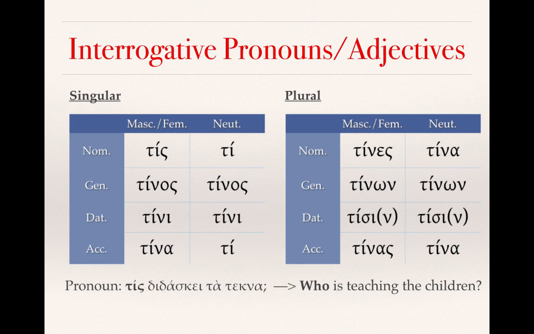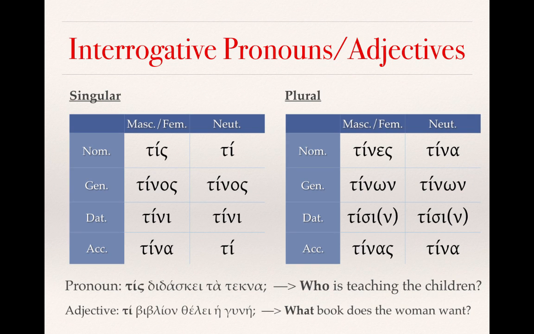Next, let's have an example of the adjective. Ti biblion thelei hē gunē? Once again, notice the semicolon indicating the question. And we would translate this as what or which book does the woman want? So ti here is an adjective modifying biblion. It's not standing in the place of a noun as in a pronoun, but it is modifying a noun, biblion. So which book does the woman want?